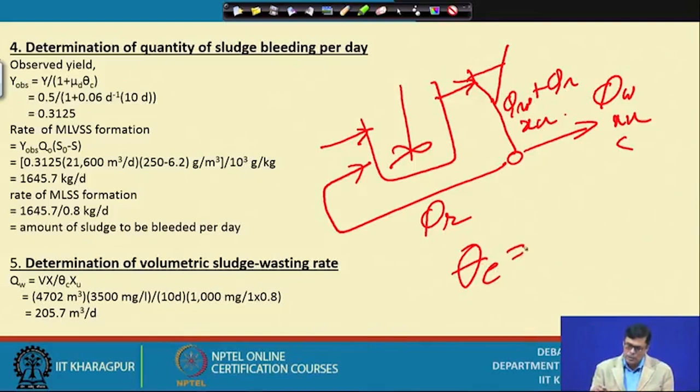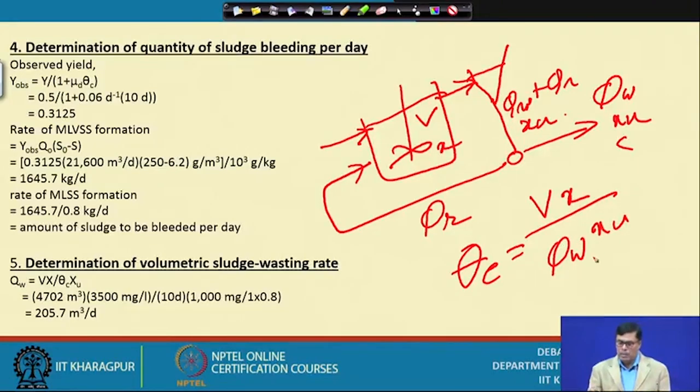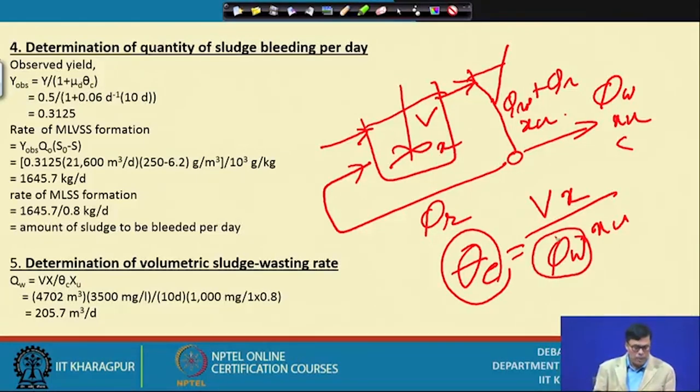Theta C is the solid retention time. You can write this as V, the volume of the reactor, into X, the cell mass, divided by Q_W into X_U. X_U gives the rate of cell mass wasting from the reactor, and V into X is how much cell mass is present in the reactor. So, that gives you the solid retention time. Now, from this equation we can easily find Q_W, the volumetric sludge wasting rate. If you put in all these values, we will get 205.7 cubic meter per day.